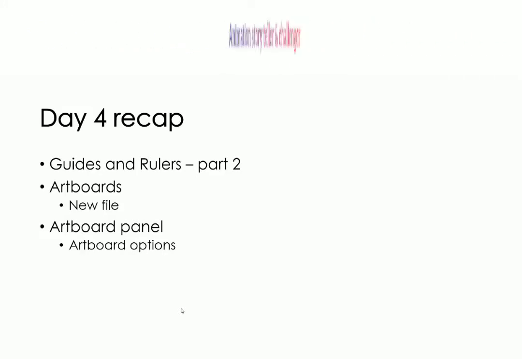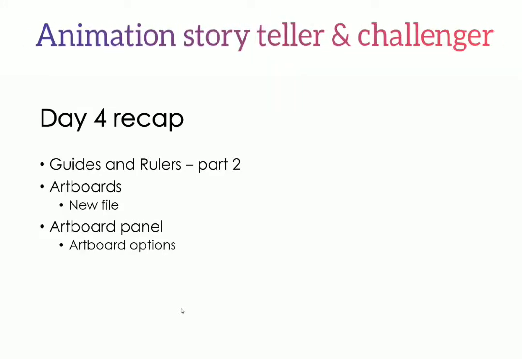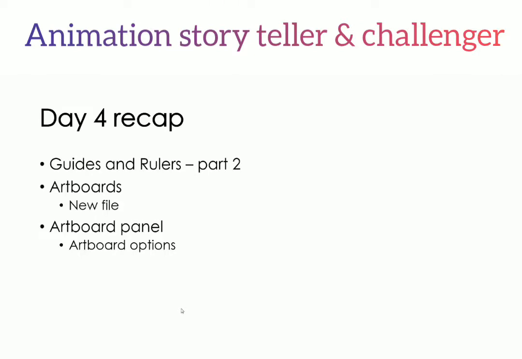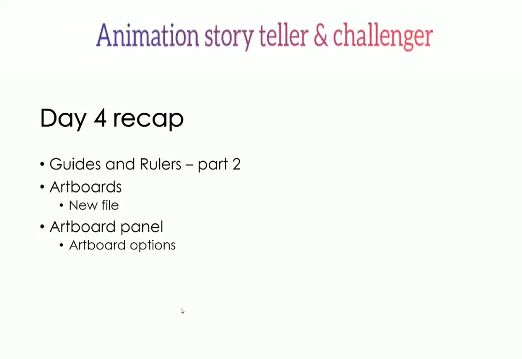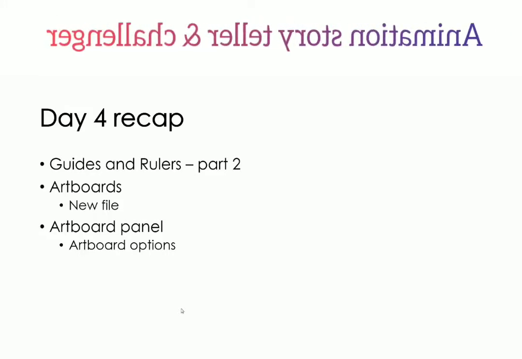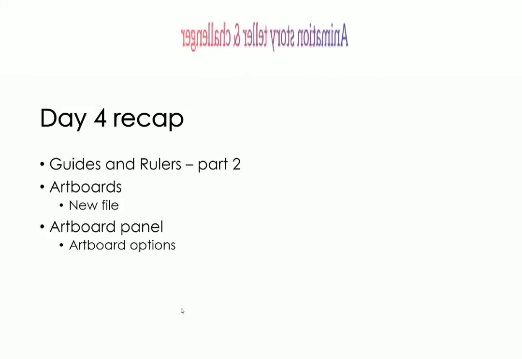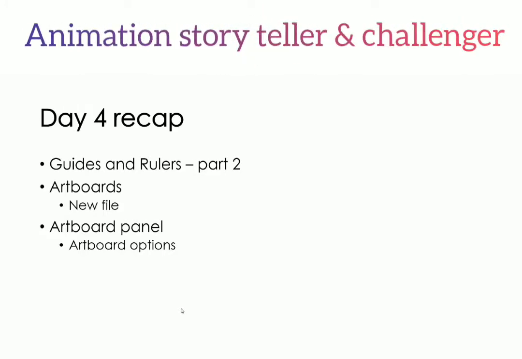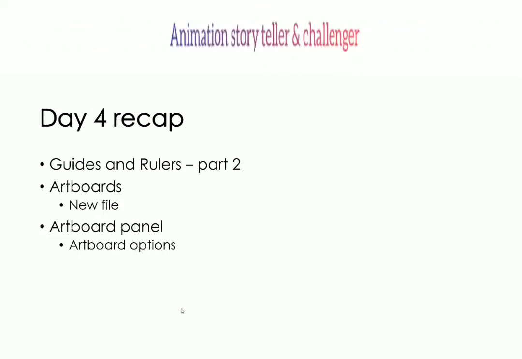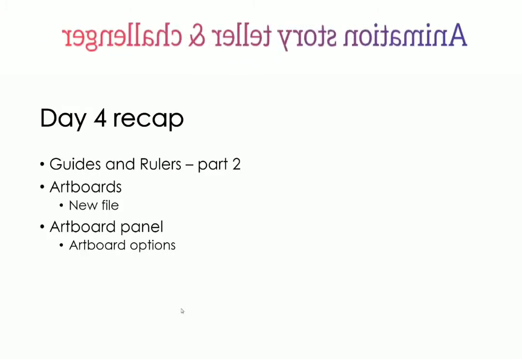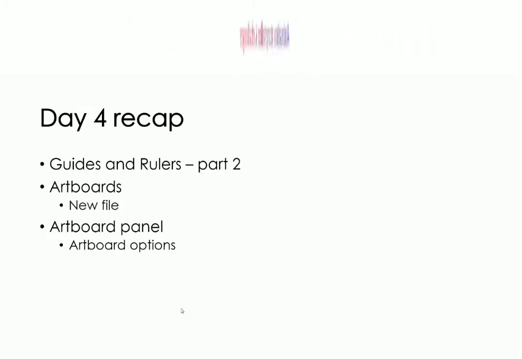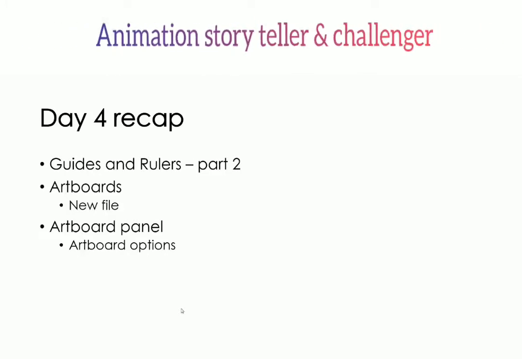Then we learned about artboards, and when we create a new file, what all options we get about artboards at that time. Then we learned about the artboard panel. This was a separate panel for artboards, and there were a lot of options in that, and we covered all of them. And then finally we jumped to artboard options. We get a separate window which has all the options about the artboards, and you can modify your artboard in any way you want.